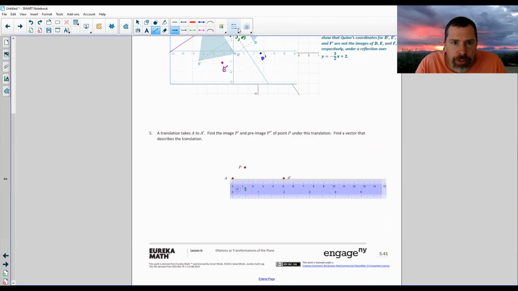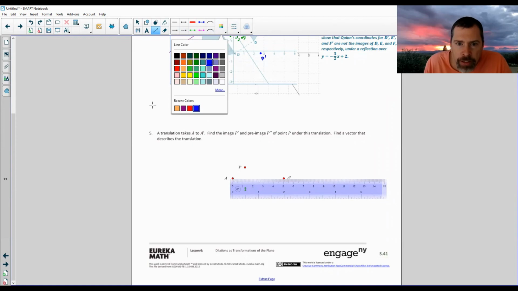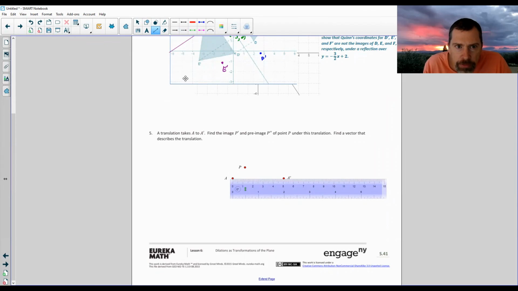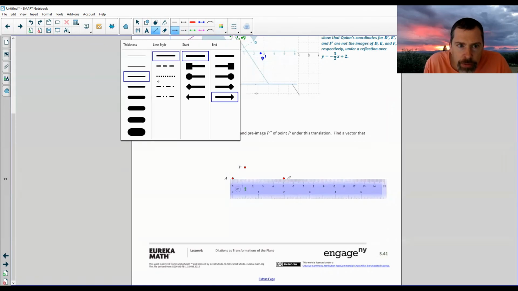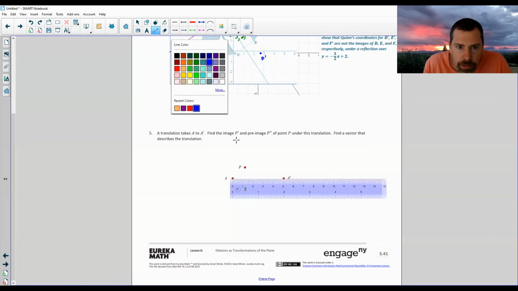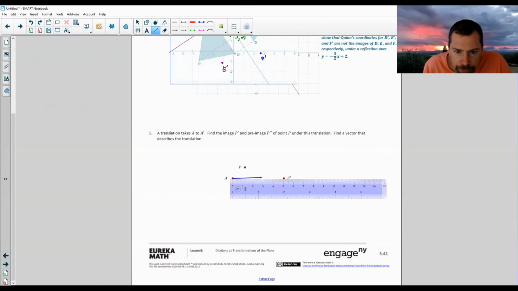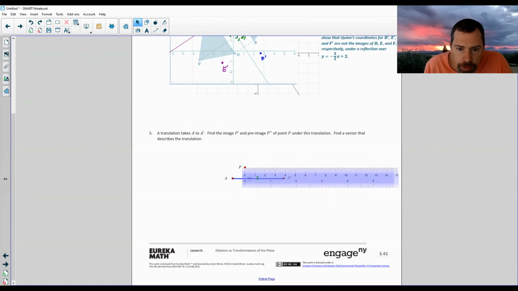So I'll choose vector, and I'll choose blue because the dot is red. All right, so I'm going to draw a vector from A to A prime. Then what you would do is take your ruler on paper and move it up to P, like so, and measure over to P prime.